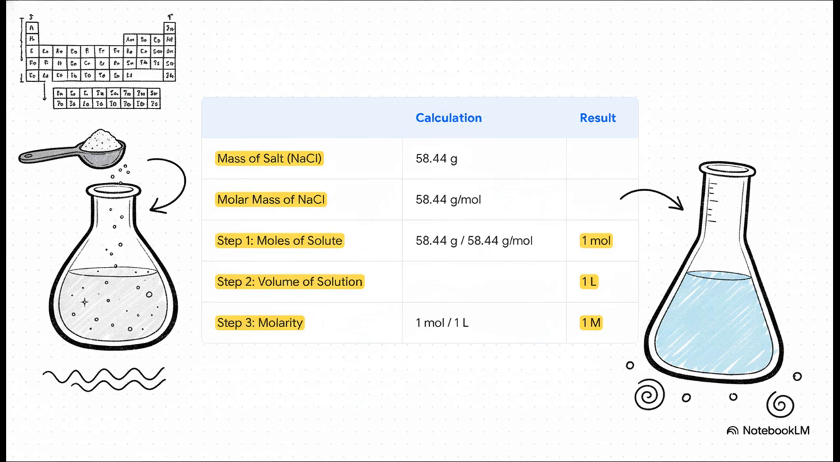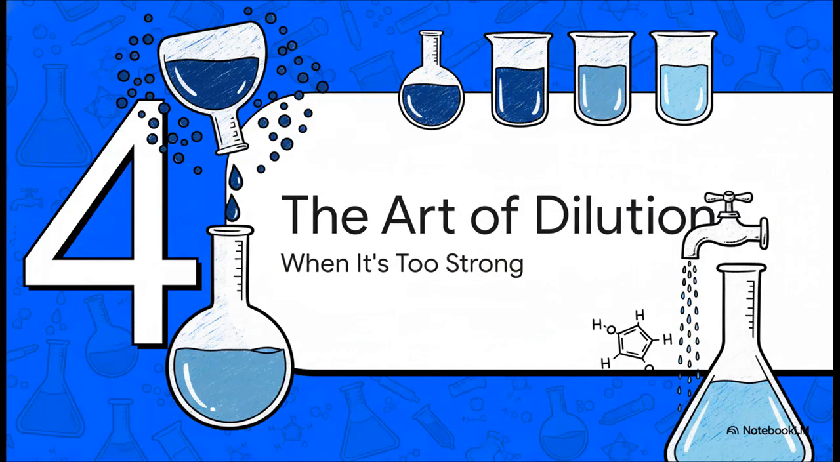Say we want to make a 1 molar saline solution. We'd start with 58.44 grams of table salt. Now, thanks to the periodic table, we know that mass is exactly 1 mole of salt. So step 1, done. Next, we dissolve that salt into enough water to make a final volume of exactly 1 liter. Step 2, check. And finally, for step 3, we just do the math. 1 mole divided by 1 liter gives us a perfect 1 molar solution. See? Not so scary.